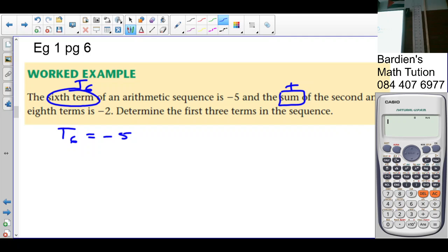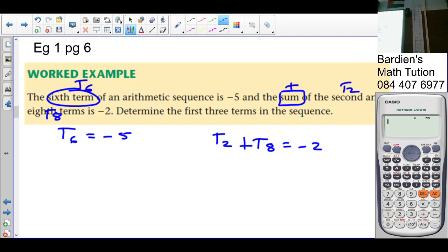Okay, so the sum means what? To add. The sum of the second and eighth term. So in other words, that is going to be T2 and T8 is -2. So what do I write? T2 plus T8 is equal to -2. Determine the first three terms of the sequence.